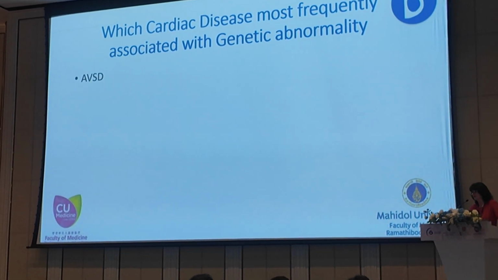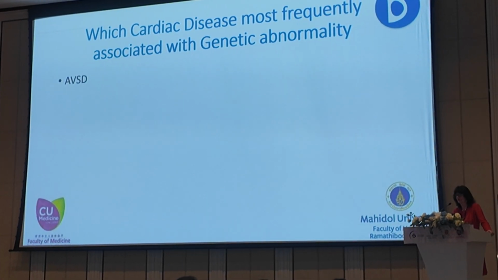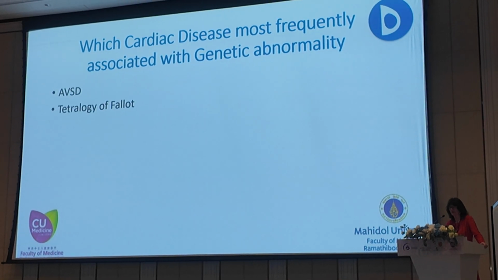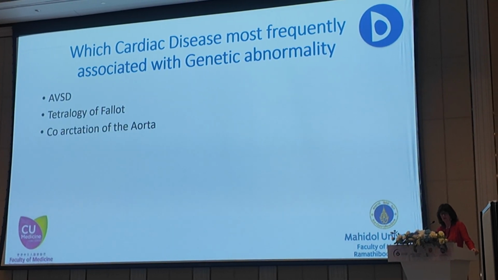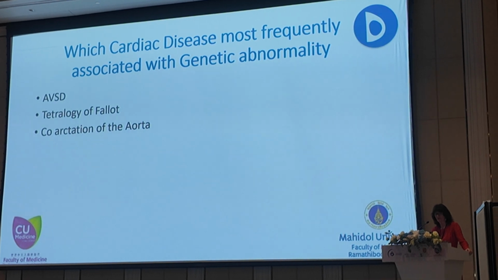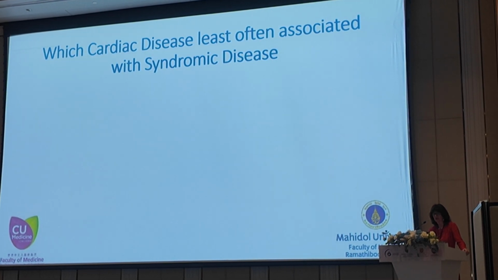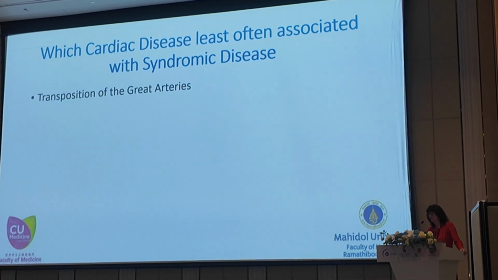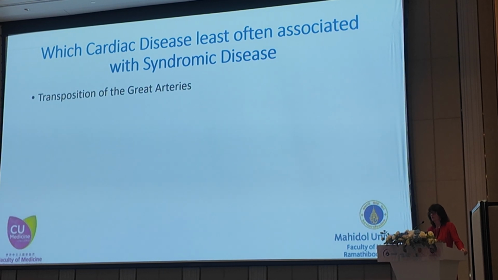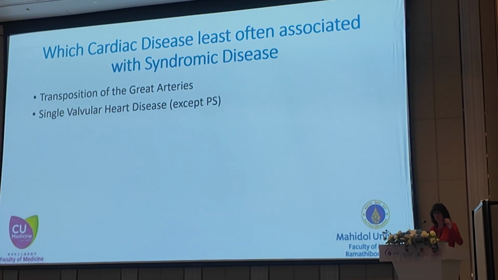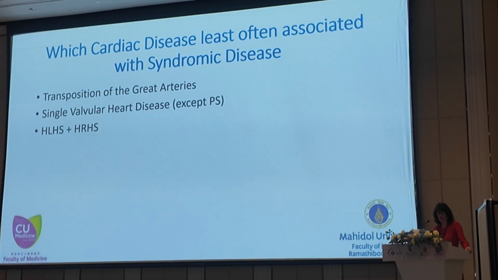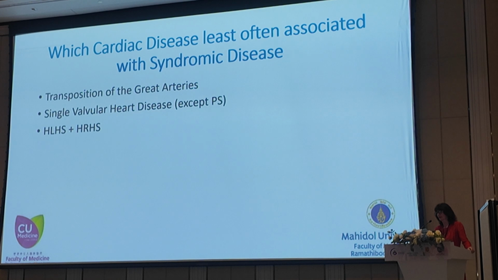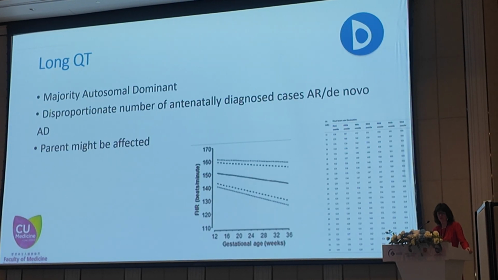So we have certain cardiac diseases that are more associated with congenital heart disease, with AVSD, with syndromic causes, and these are the ones with AVSD, tetralogy of Fallot, and coarctation. Some are very rarely associated with anything else, and that would be transposition of the great arteries. Single valvular heart disease, except pulmonary stenosis, is rarely associated, as are the hypoplastic left and right heart syndromes.